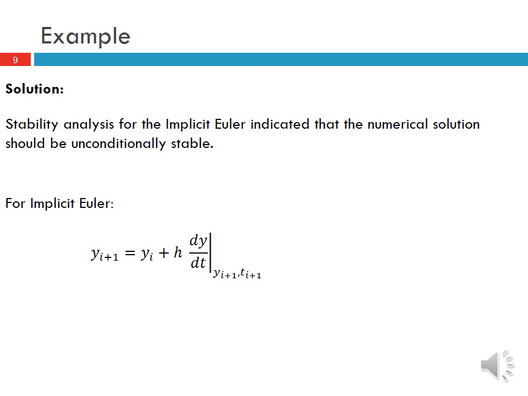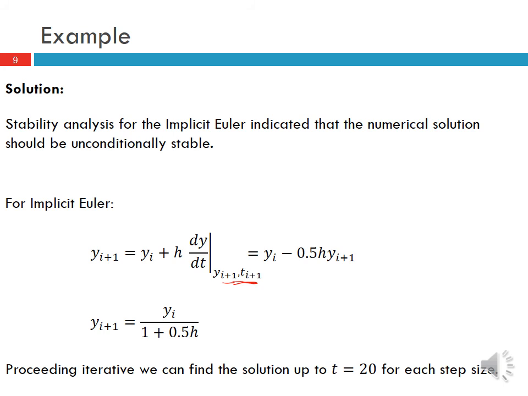And for the implicit Euler, our solution at time step i plus 1 is equal to y_i plus h times dy/dt evaluated at y_{i+1} and t_{i+1}. So applying this to the given ODE, we see that y_{i+1} is equal to y_i minus 0.5h times y_{i+1}. And we can rearrange this for y_{i+1}, which is equal to y_i divided by 1 plus 0.5h. And proceeding iteratively, we can find the solution for t up to 20 for each of the two step sizes, h is equal to 1 and h is equal to 4.2.